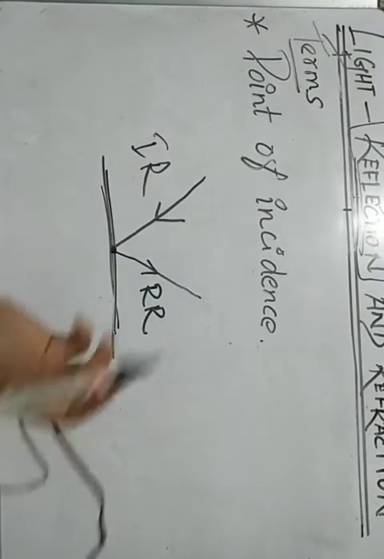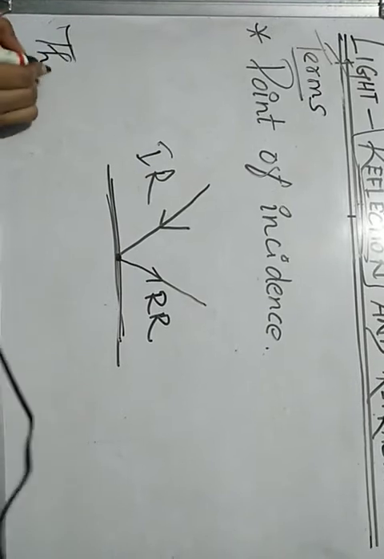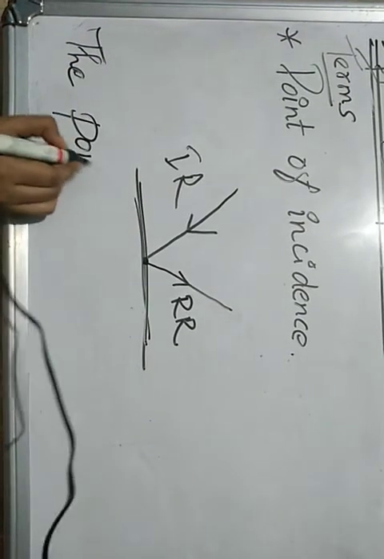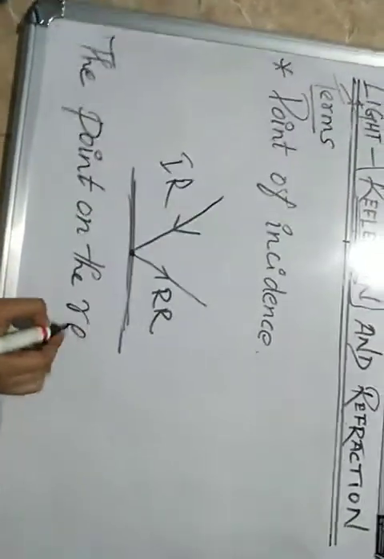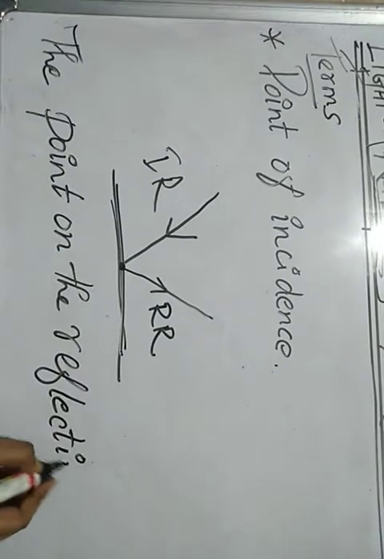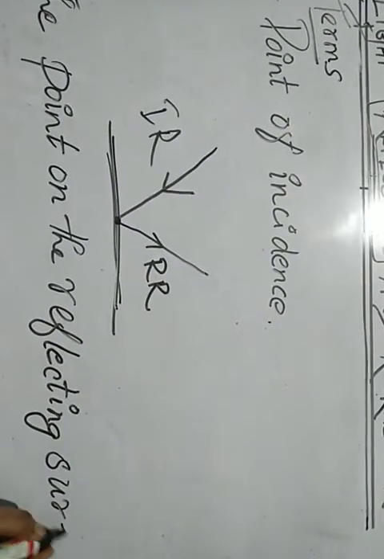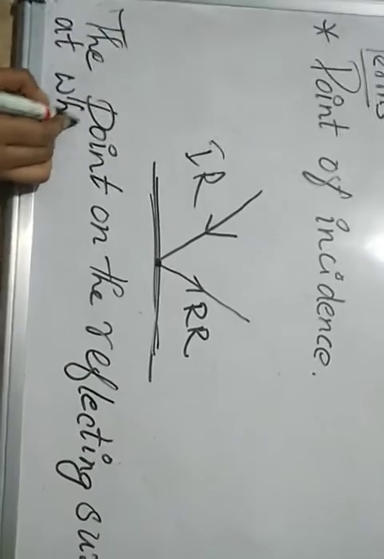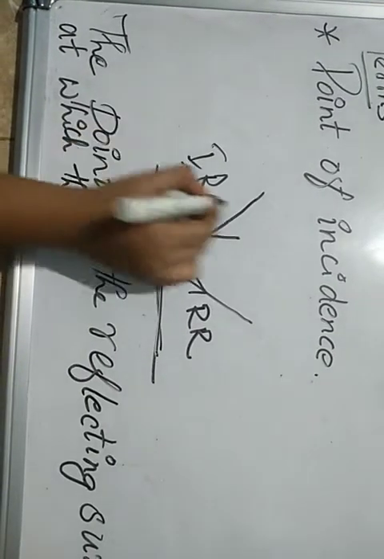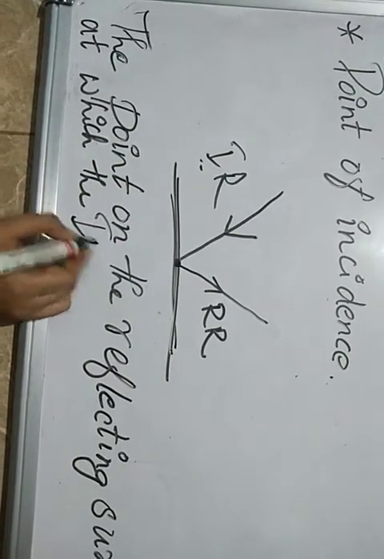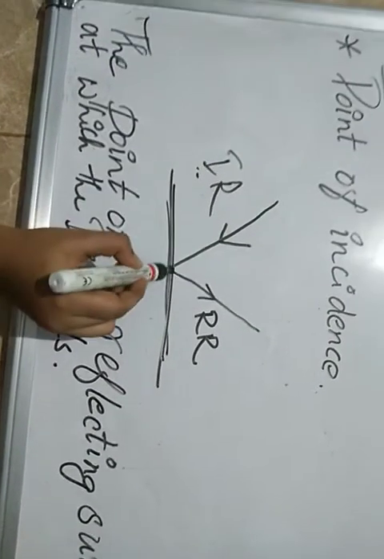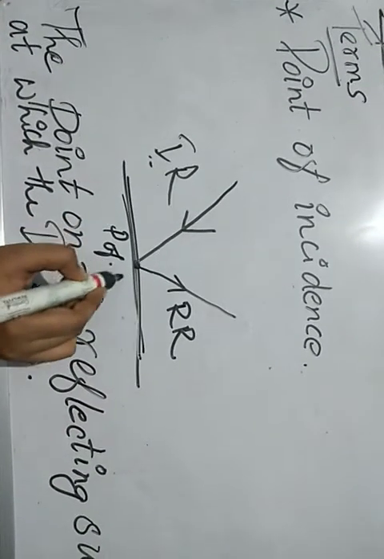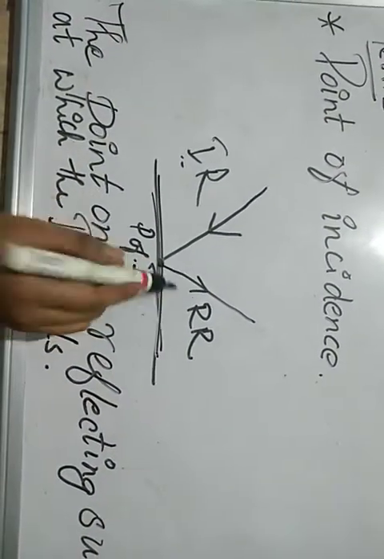The point on the reflecting surface at which the incident ray, this ray, falls. This point is the point of incidence. This is that point of incidence.